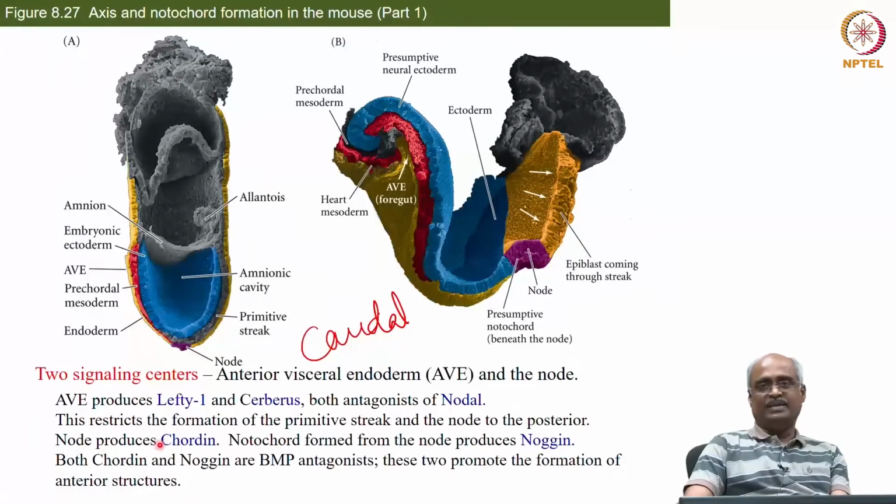So there are two signaling centers basically. One is formed by this anterior visceral endoderm near the area where the head is going to form, and then at the bottom of this cup shape you have the node. So that is the one from where the cells are going to fold and form a tube-like structure that will finally connect from here to the head, and that's going to be the notochord. And this node and this AVE form the two signaling centers that determine the head to tail axis.